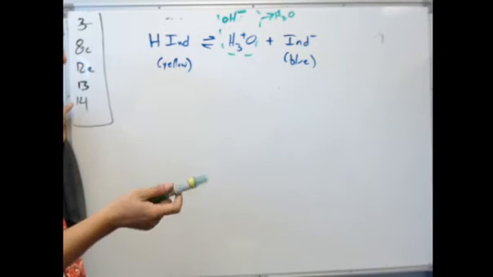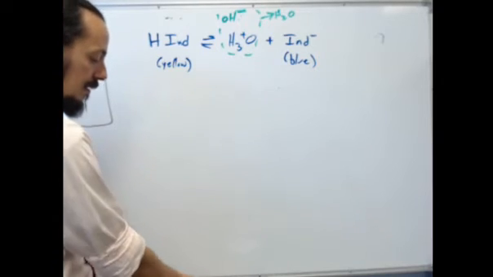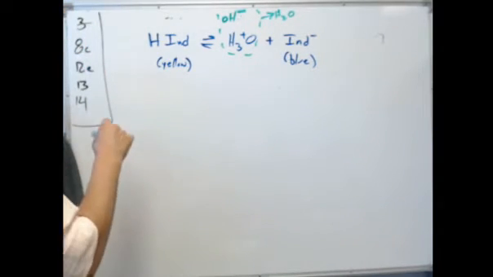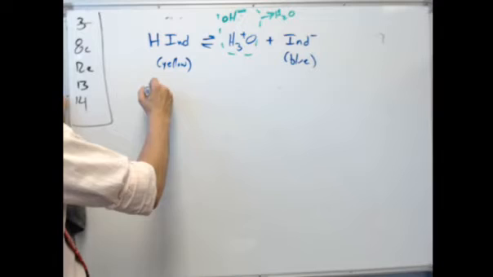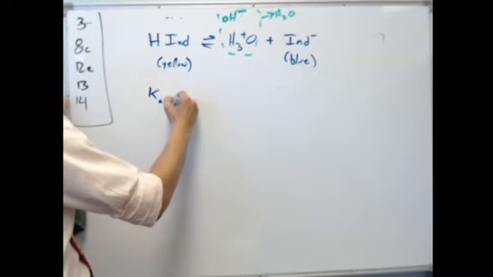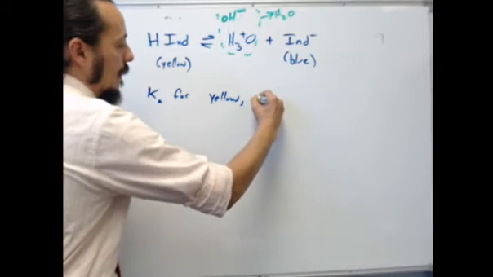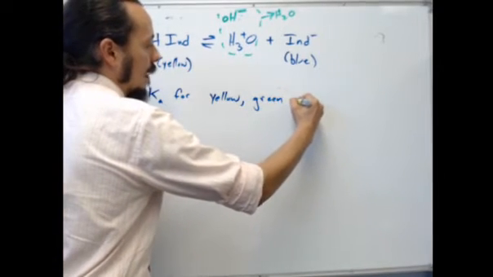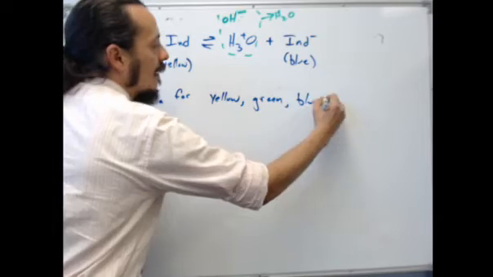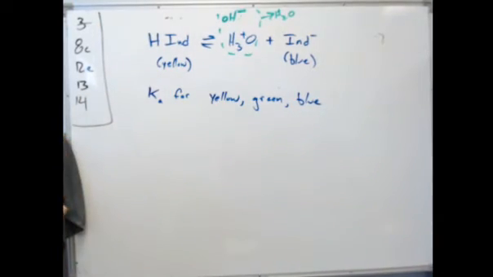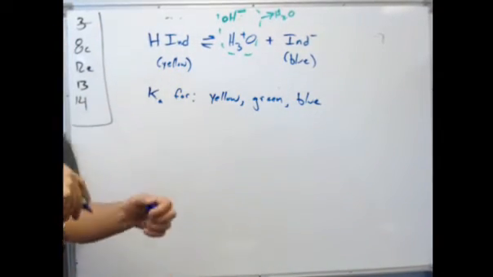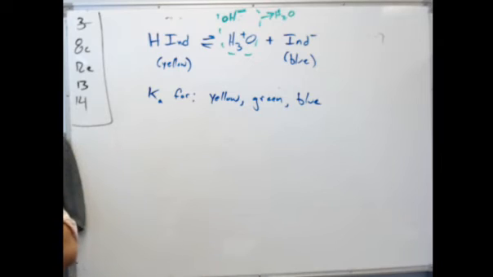Part C, you kind of touched on just now, was how do the values for K for this reaction compare for a yellow solution, a green solution, and a blue solution with different amounts of acid or base added? This is a fun question that's really reviewing something you did in Chem 128. Do you remember the determining the equilibrium constant lab?